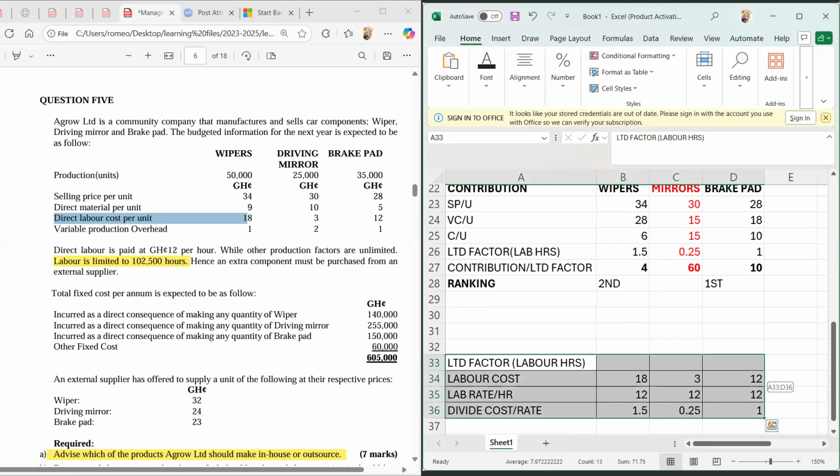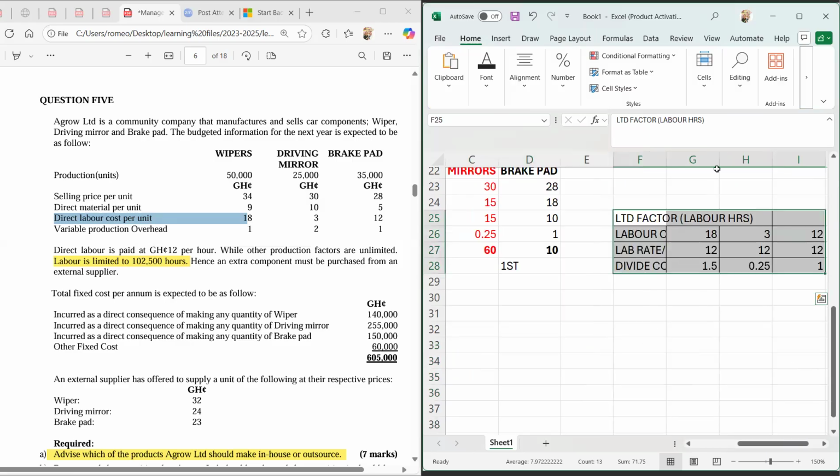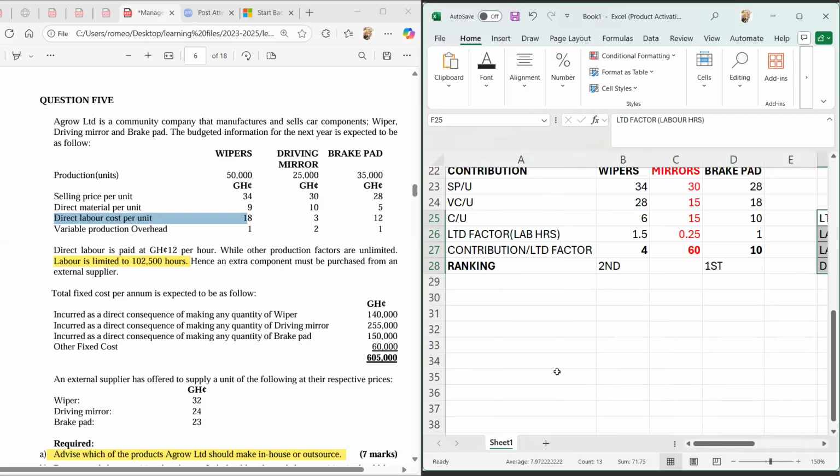I just want to remove it from this side. Okay, stay somewhere here. You are safe. Okay. So now this is where we have to decide how many units for us to make using this particular labor hours. So here we look at our limited factor. But let me bring this one first. Wipers. Sorry.